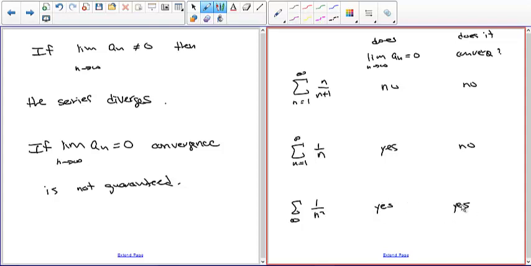If it converges, then the limit goes to 0. So it allows you to eliminate this one, basically. Because this doesn't go to 0, then we know it diverges. But just because it goes to 0 doesn't mean that it converges. Sometimes it does, sometimes it doesn't. So it eliminates a lot of series without having to go any further.